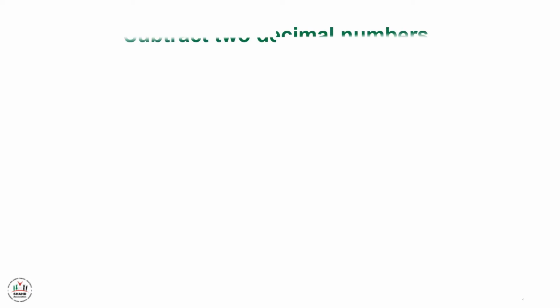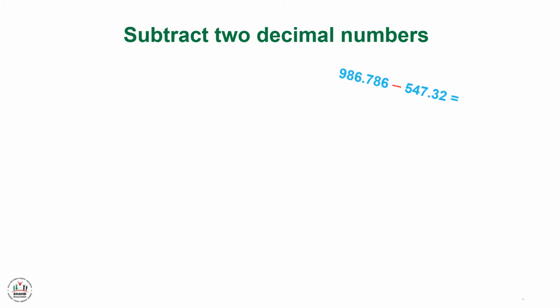Now, how to subtract two decimal numbers. Example, 986 and 786 thousandth minus 547 and 32 hundredth.